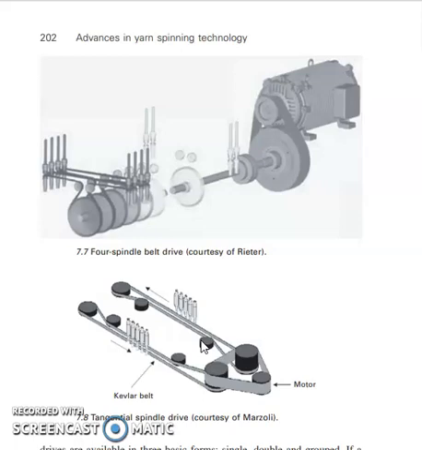Tangential belt drives are available in three basic forms: single, double and grouped. If a belt breaks, production is affected on a large number of spindles.